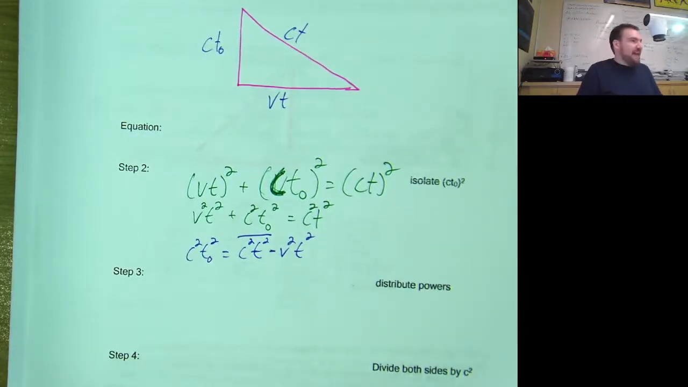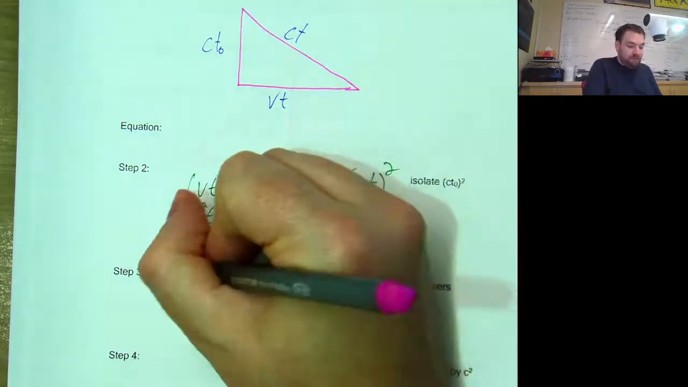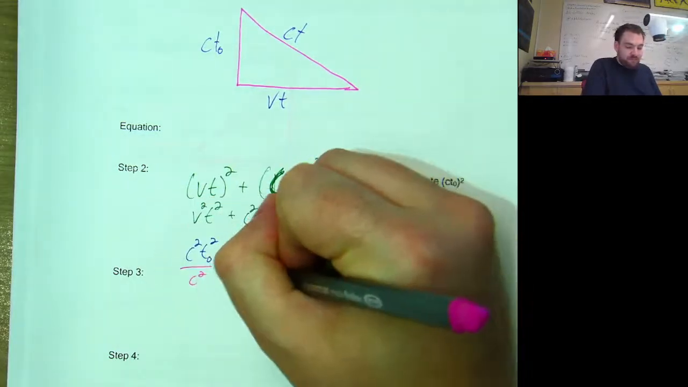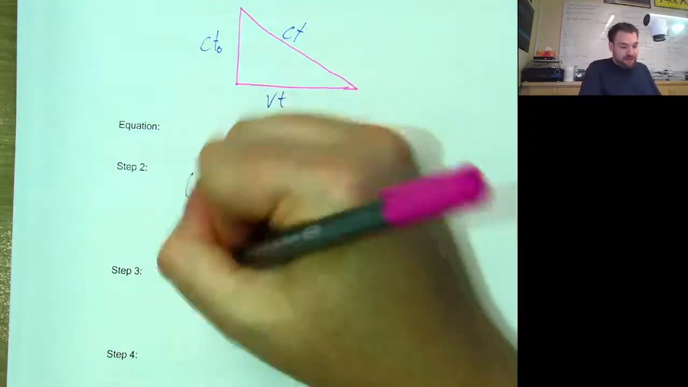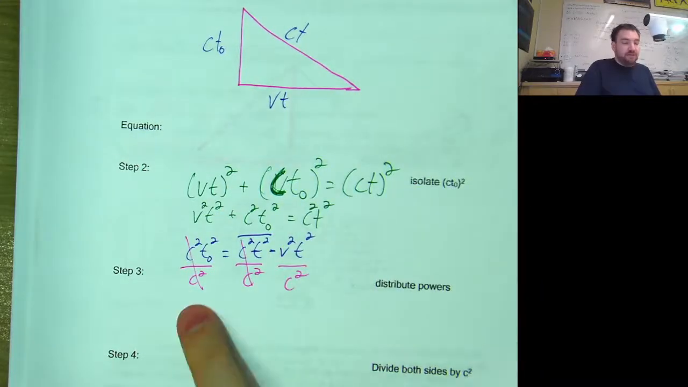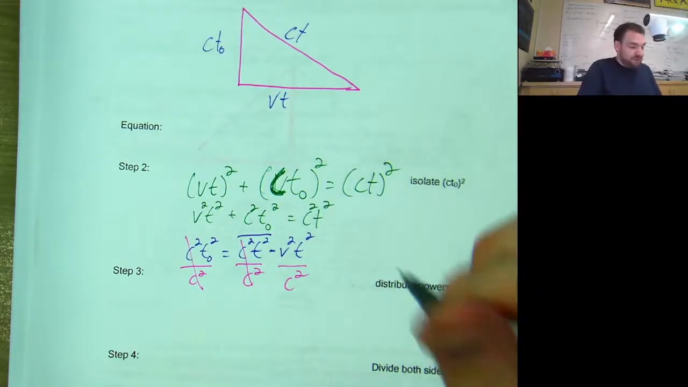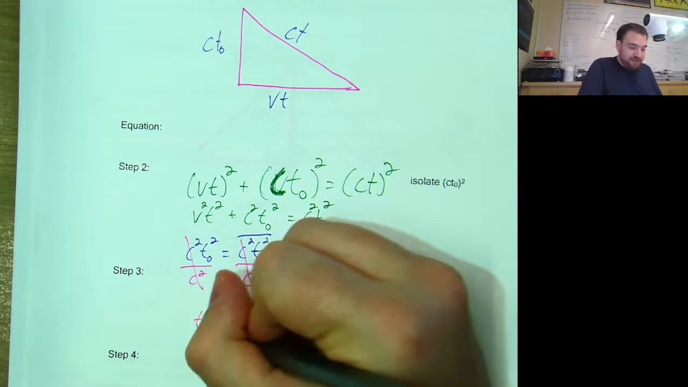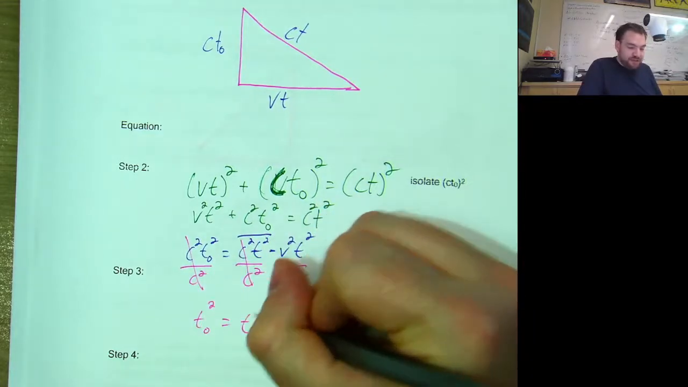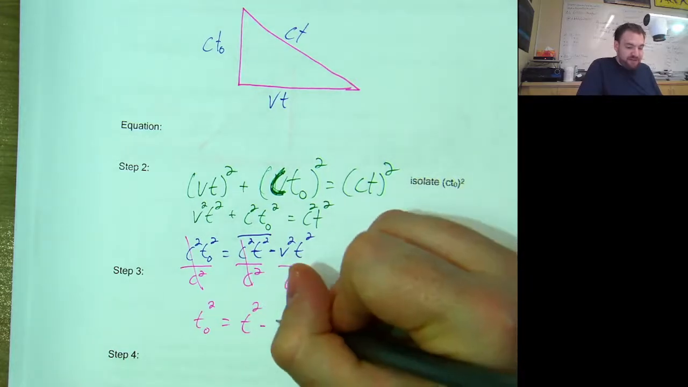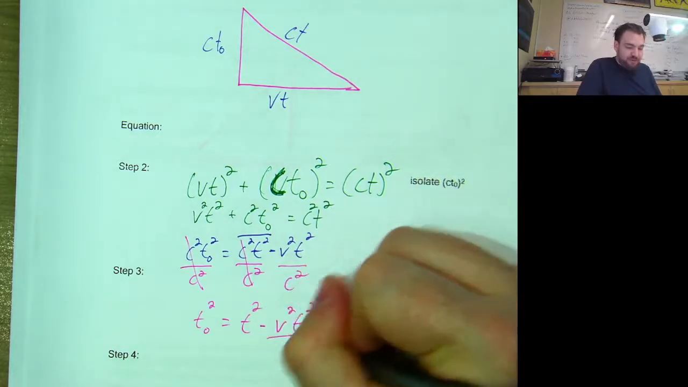And then we're going to divide everything by c squared. Every term, both sides. Here they're going to cancel, here and here. So we're going to get t0 squared equals t squared minus v squared t squared over c squared.